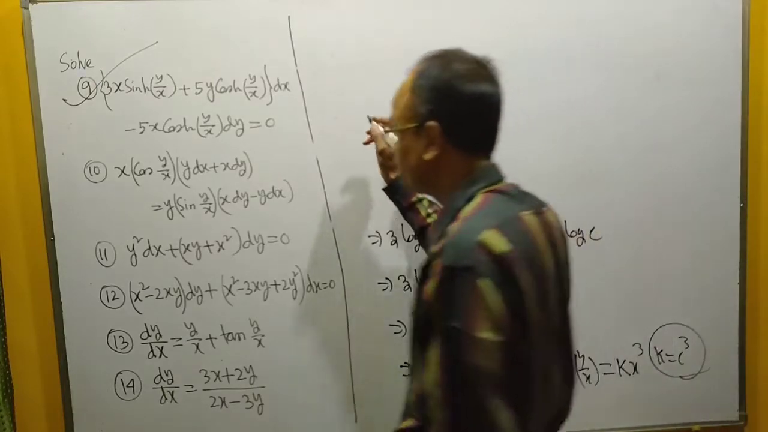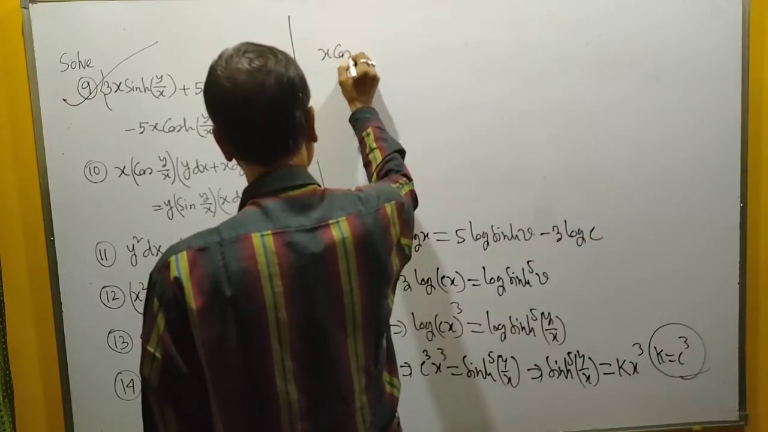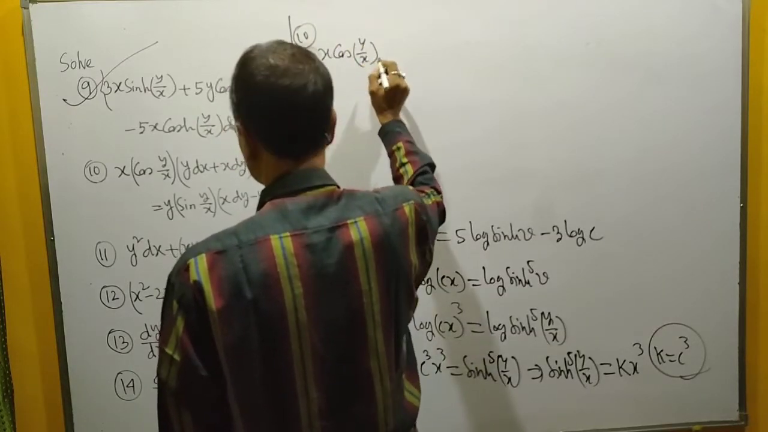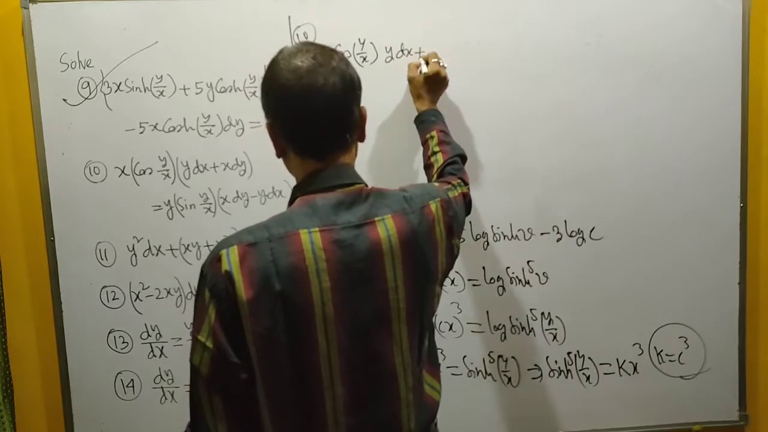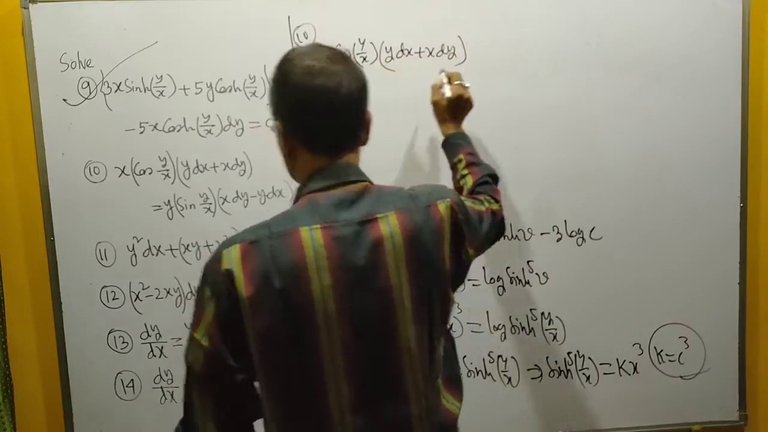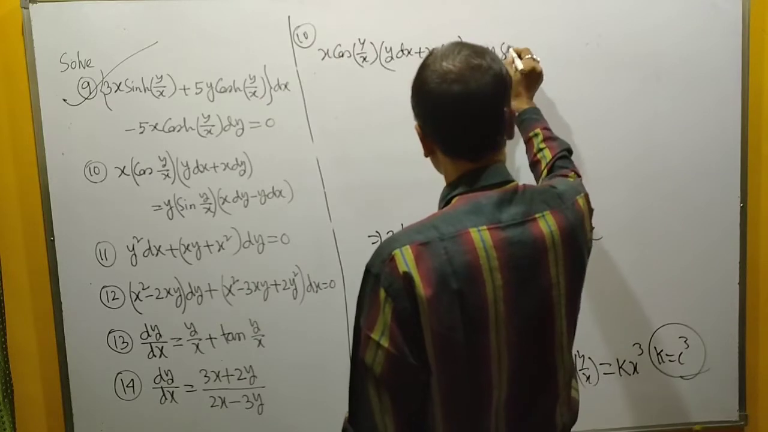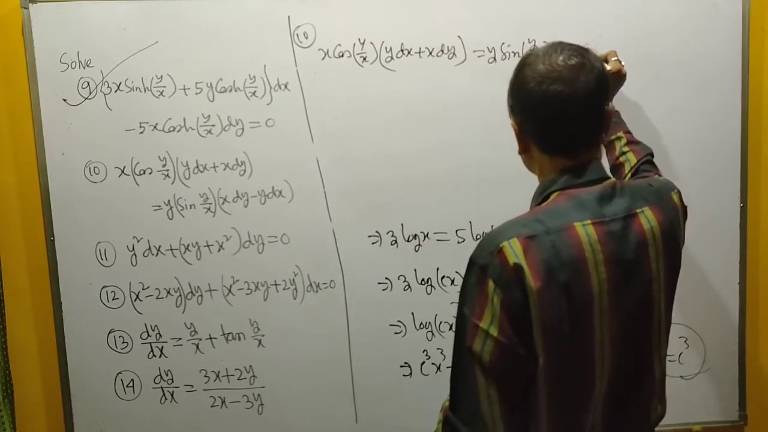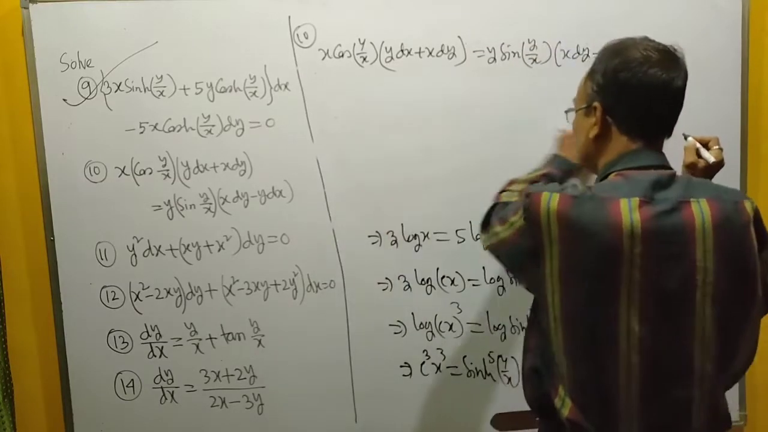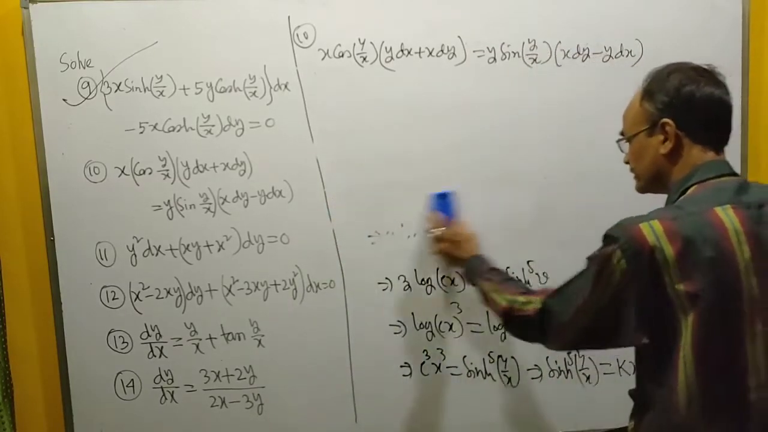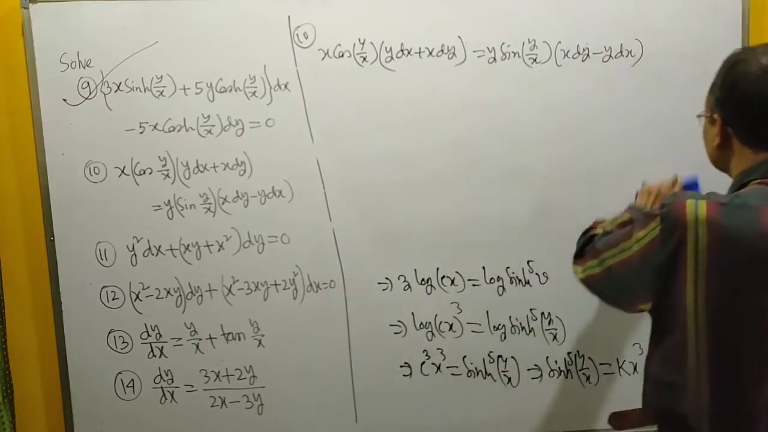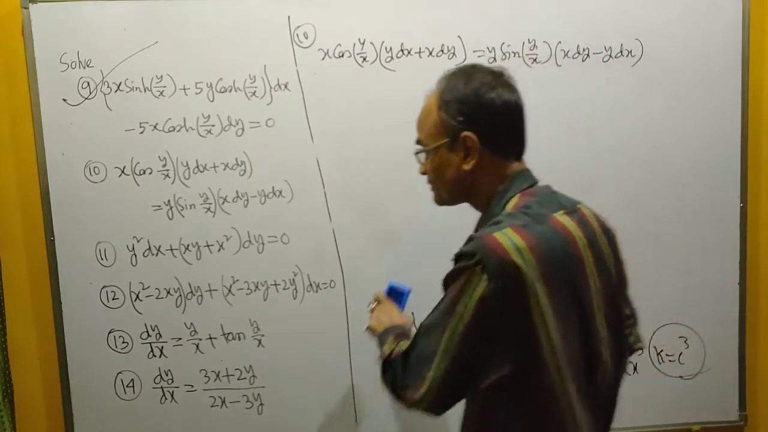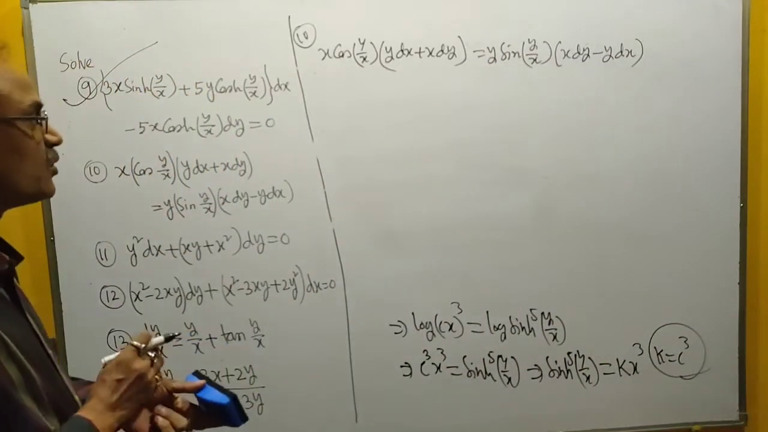What is 10? x cos y by x (y dx plus x dy) should be equal to y sin y by x (x dy minus y dx).